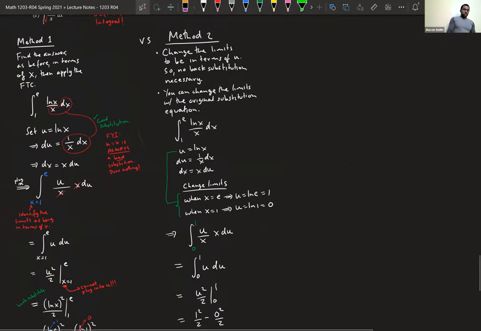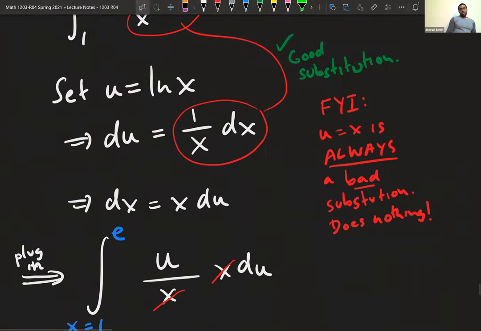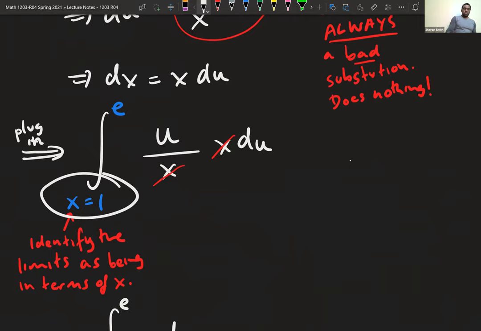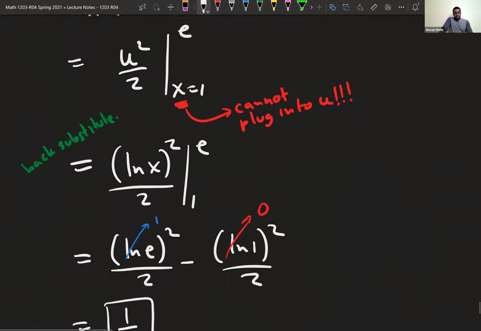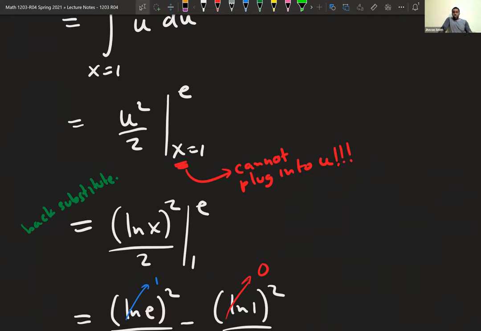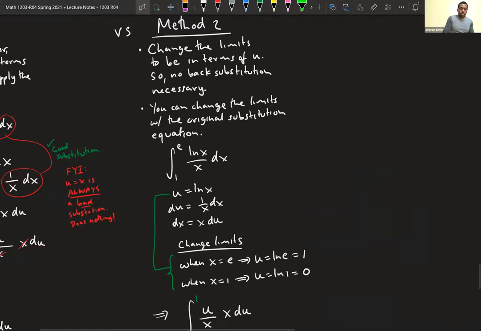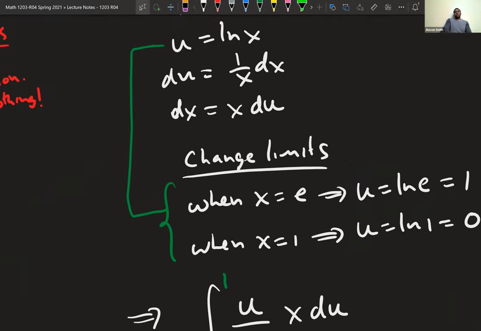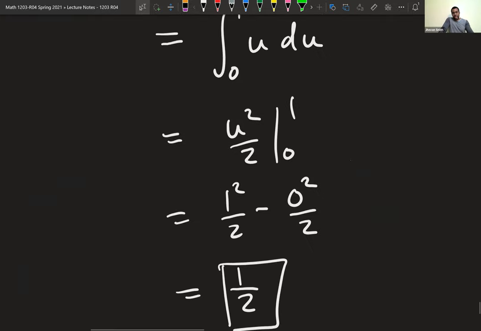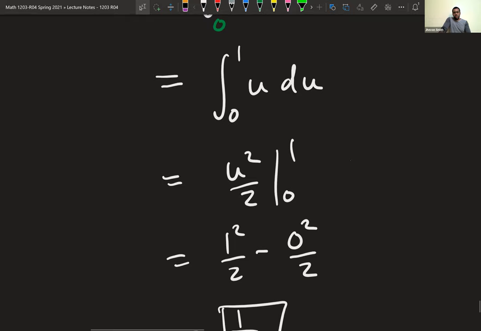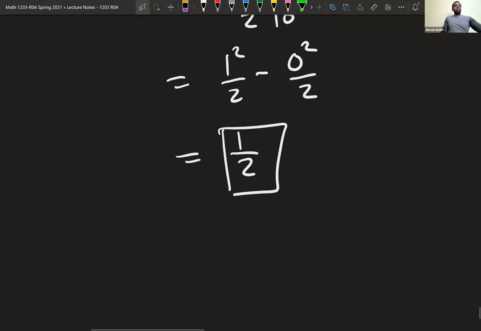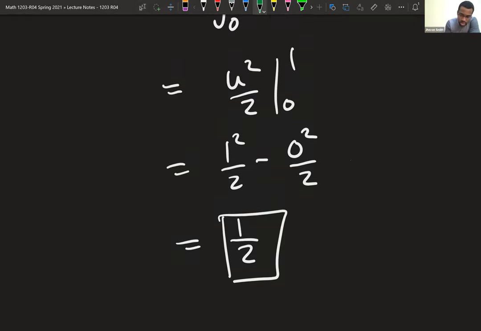So you can either do everything as normal, reminding yourself that x is the variable the limits apply to. You just go through the process of integration by substitution as you usually would, and once you back substitute and get the x's back, then you plug in the numbers. The other option is to change the limits to be in terms of u's, so that once you get the answer in terms of u, you can just plug in those numbers right away. And here, you'd realize that the back substitution was not necessary.